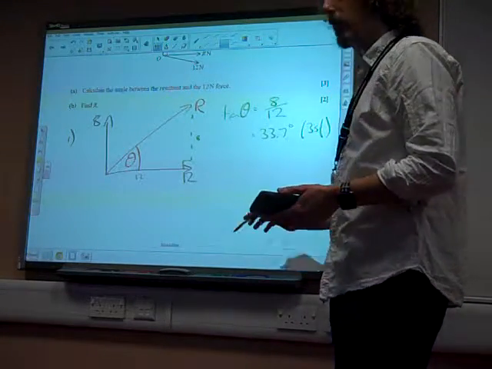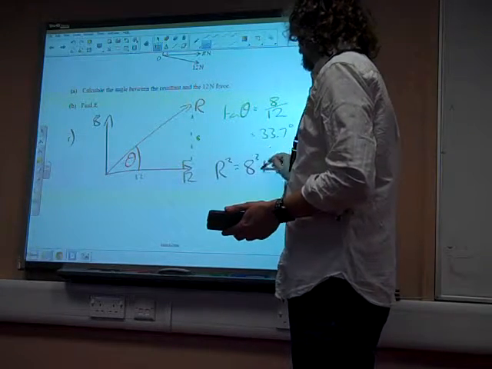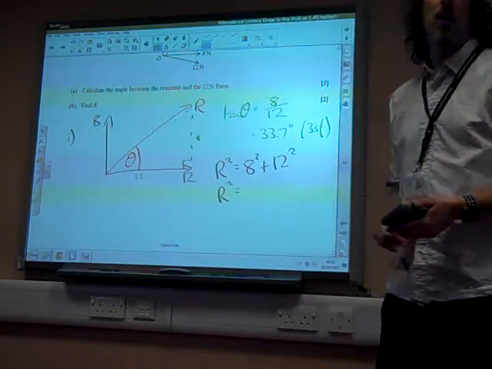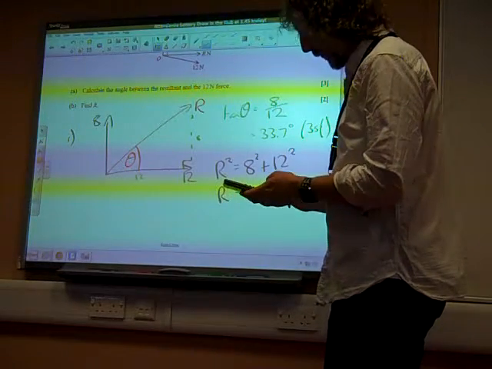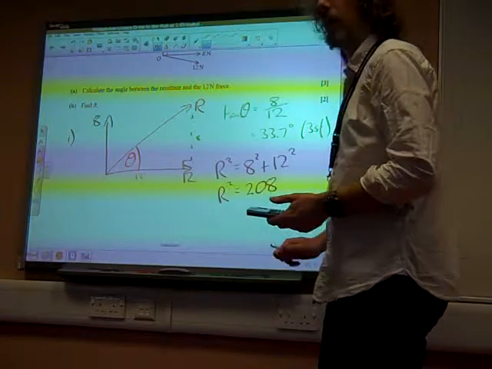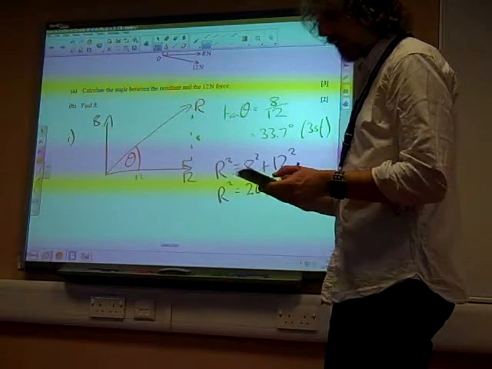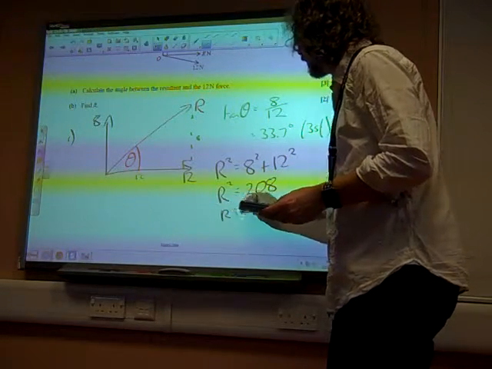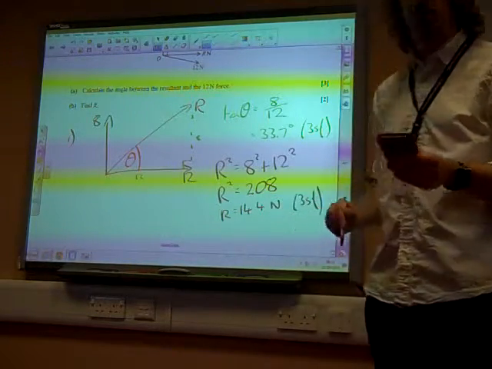And then it says find the magnitude of the resultant as well. And so we're going to use Pythagoras' Theorem to calculate the magnitude of the resultant. R squared is 8 squared plus 12 squared, which gives us 64 plus 144. I'm embarrassed to say I'm just doing this on the calculator. I don't really need to. 208. And so we do the square root of that. And well, it's 14.4 newtons again to 3 significant figures.